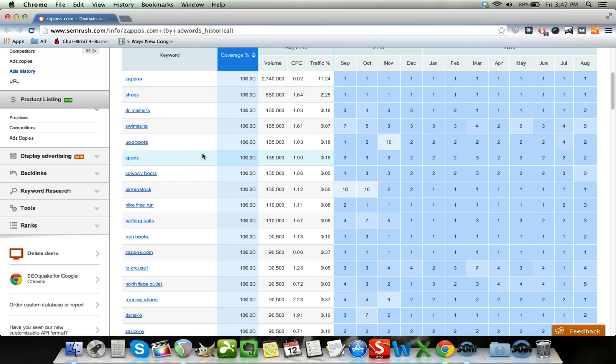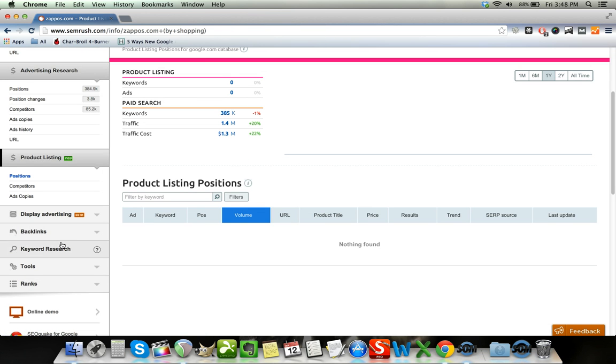So what Zappos.com is doing is they're right there, they're easy. If you're looking for something in particular, Zappos.com is going to carry it. So that is the Ads History Report. Okay, now we're going to go ahead and move into the Backlinks Report.